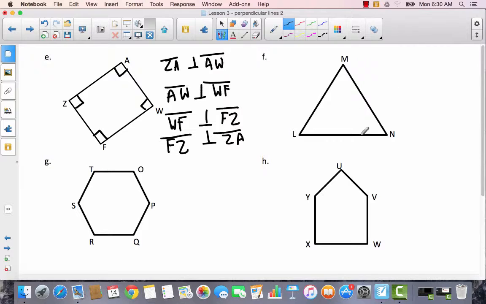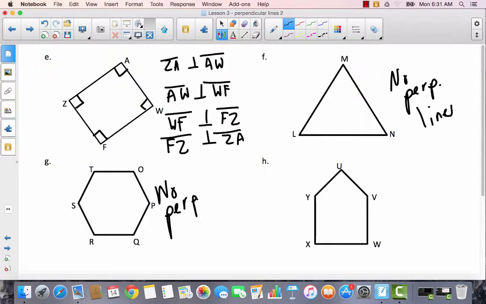All right, so what do you think about figure F? Do you see any perpendicular lines? I don't either. So we have no perpendicular lines in this figure either, okay? Did you find any perpendicular lines in figure G? Me either.